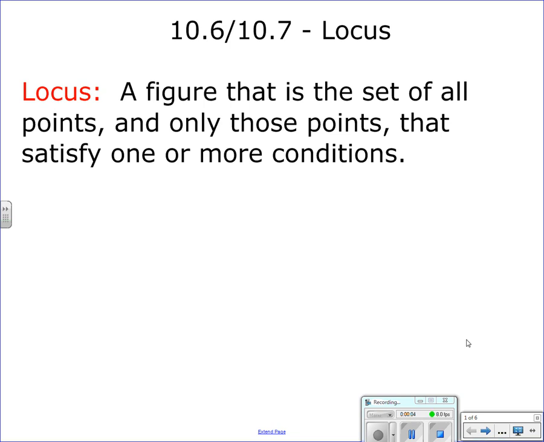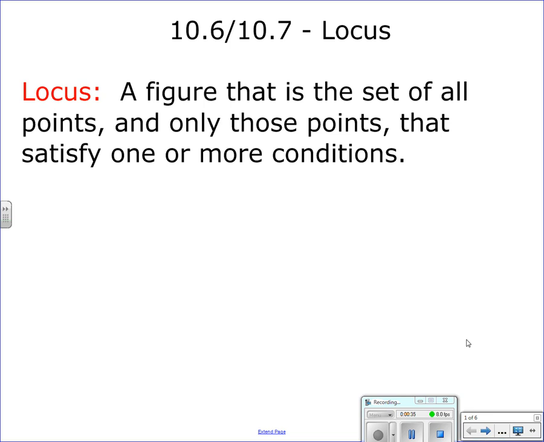Today we're going to talk about 10.6 and 10.7, which is locus. And locus is a figure that is the set of all points, and only those points, that satisfy one or more conditions. So I'm going to give you an example. Like I'm going to say the set of all students in Mrs. Marnell's honors geometry class. That would be the locus, all of these students in the geometry class.